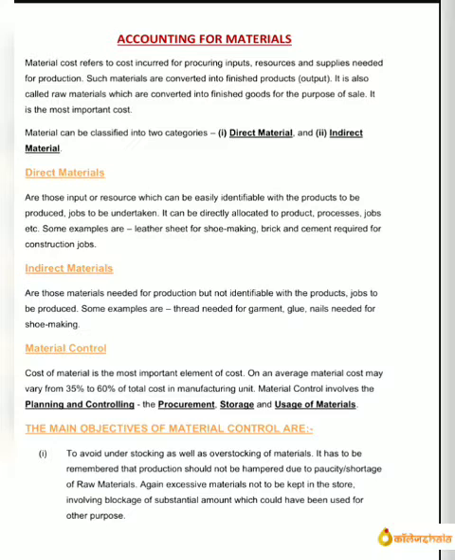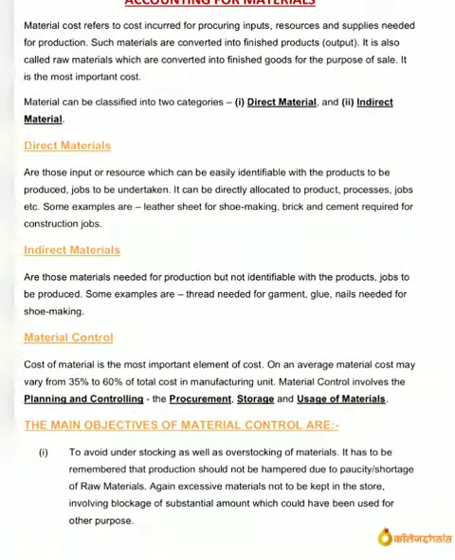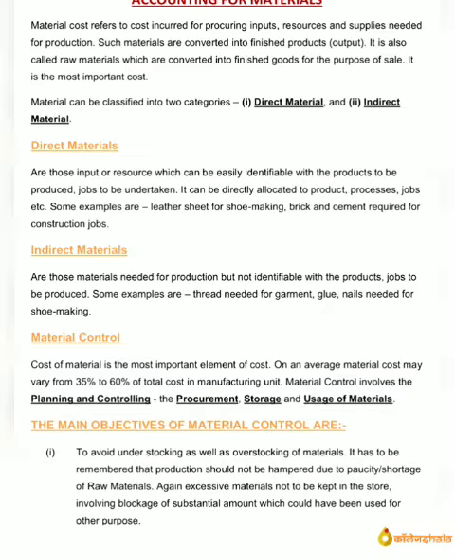On the other hand, indirect materials are those materials needed for production but cannot be identified with the product, job or process. Some examples are thread needed for garments, glue, nails, etc. needed for shoe making.